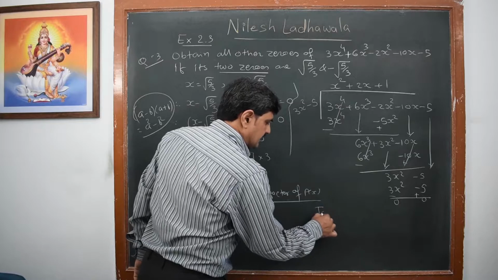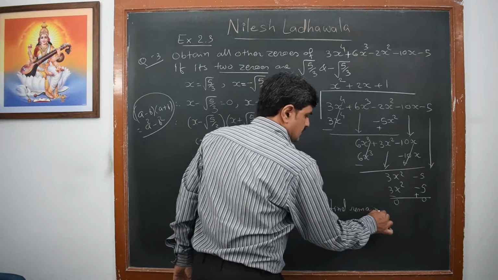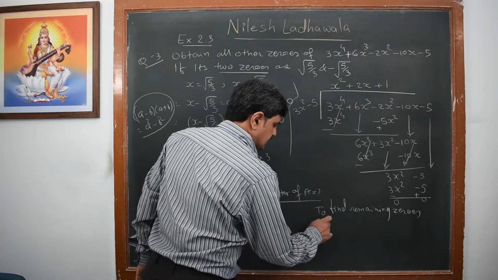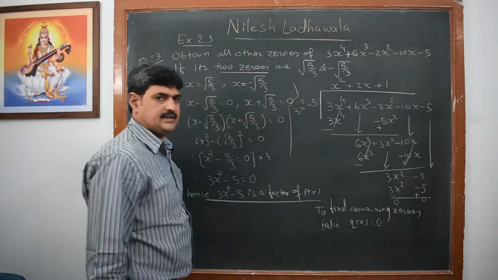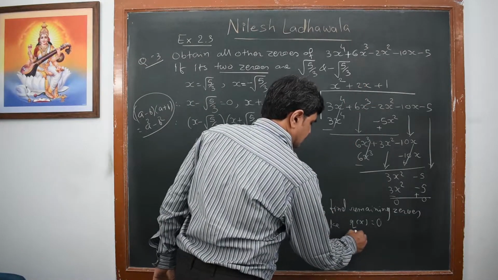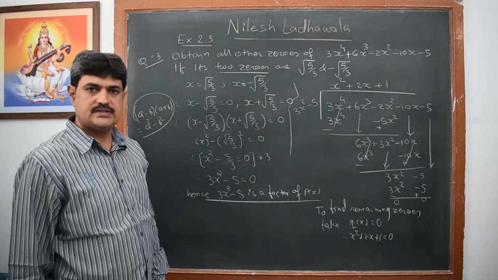So to find the remaining zeros, we can take the quotient equal to 0. The quotient I have obtained is x squared plus 2x plus 1 and that is equal to 0.